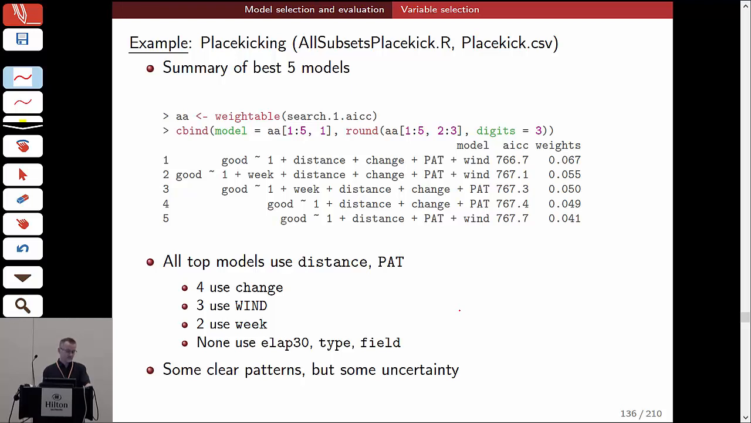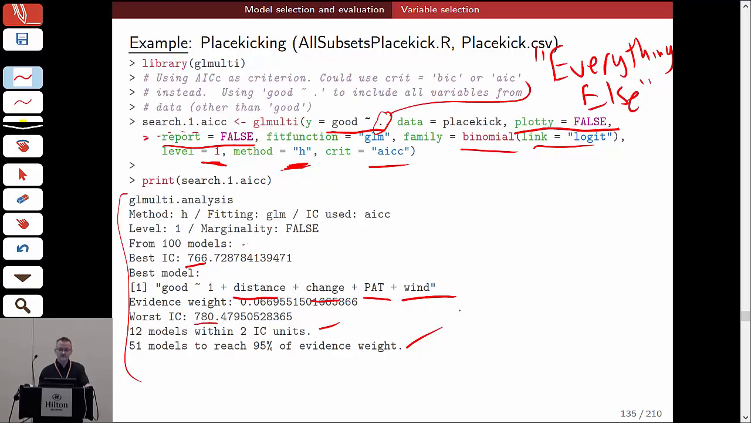I didn't even explain the distance and change. Hmm? You might be able to explain what the PAT window is. Oh, sorry. Okay. I think I skipped that when I finished. Well, let's talk about them for a little bit.